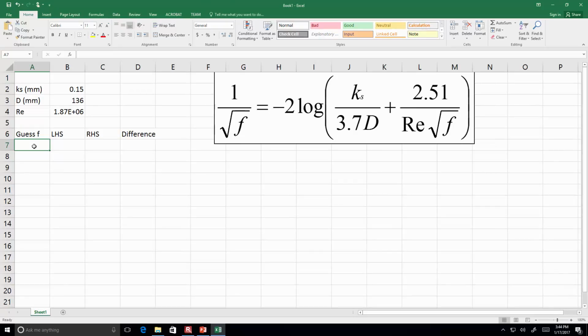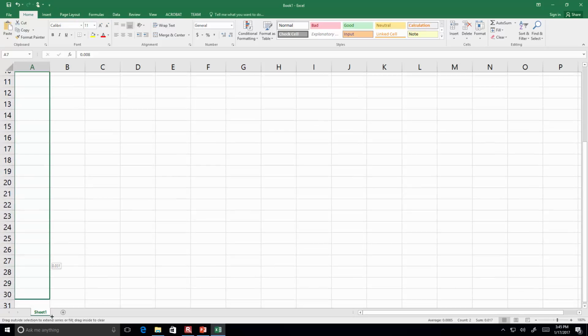The range of f values, like the smallest typical f value you'd ever see is about 0.008. And the largest f value you'd ever see is about 0.038. So I'm going to, just as a first check of things, let's do it in increments of 1/1000th until we get to 0.038.